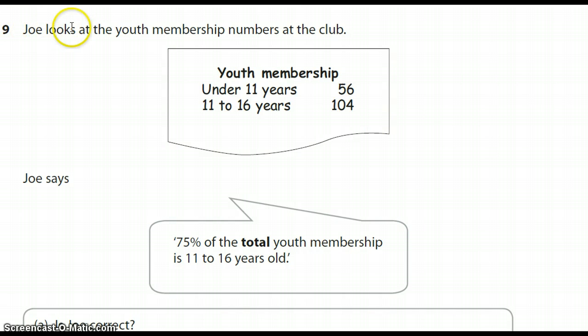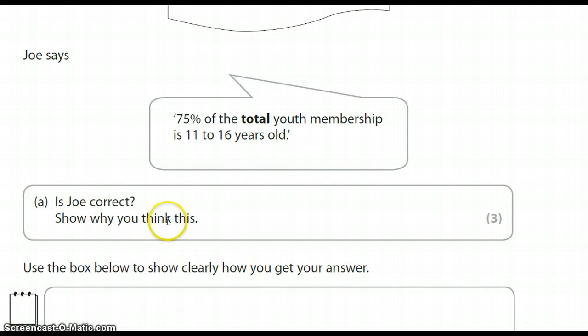Number 9. Joe looks at the youth membership numbers at the club. Youth membership: under that many years, that many to that many years. Joe says that percentage of the total youth membership is that years old. Is Joe correct? Show why you think this. Use the box below to show clearly how you get your answer.